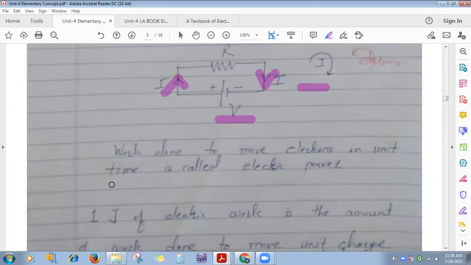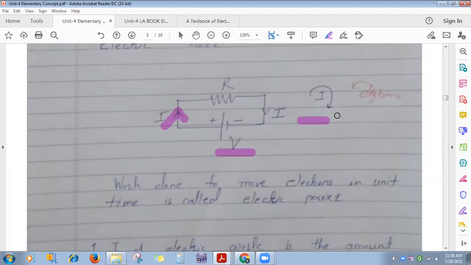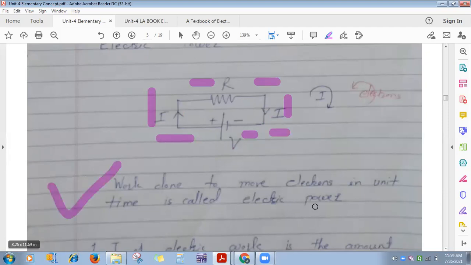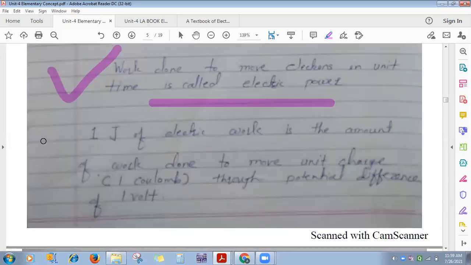So here electrons are moving. In the first unit, if you remember, we have seen how exactly electrons move. They move from the negative terminal of the battery through this external resistance toward the positive terminal of the battery. That is the flow of electrons, and the reverse is the conventional direction of flow of current. Work done to move electrons in unit time is called electric power. So 1 joule of electric work is the amount of work done to move a unit charge of 1 coulomb through a potential difference of 1 volt. Like this you can define electric work.